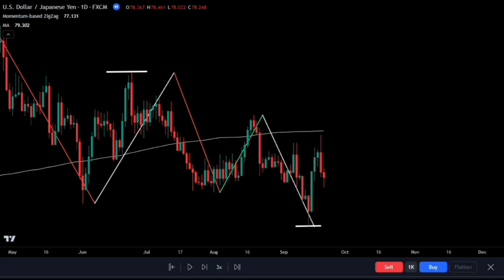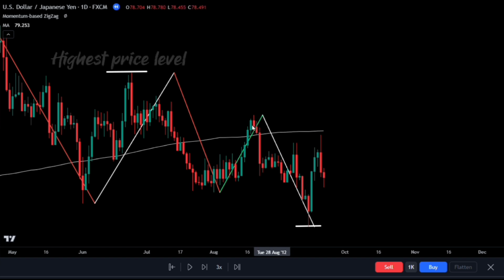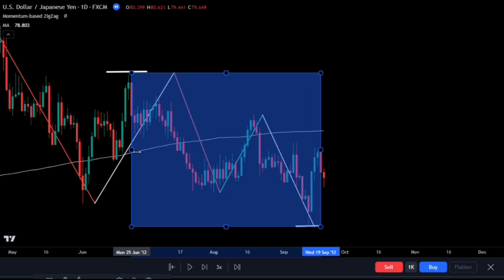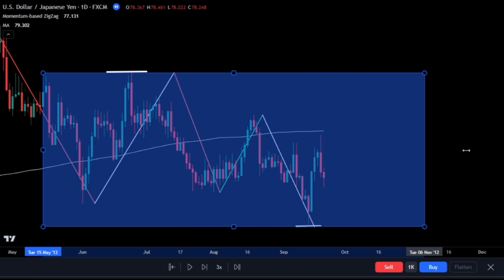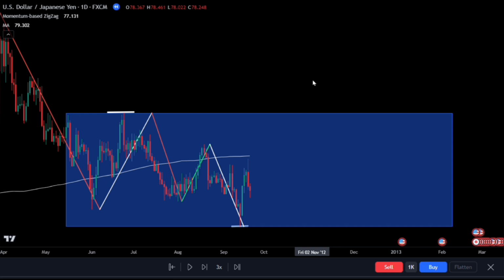So, what we do is simple. From the point of the first cross to the point we got our second weak zigzag, our highest and lowest points tend to be at these levels. We would then place a box to cover these levels. Inside this box is our valid trading zone.